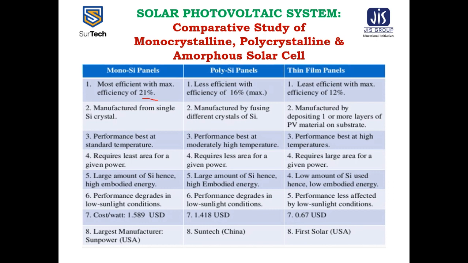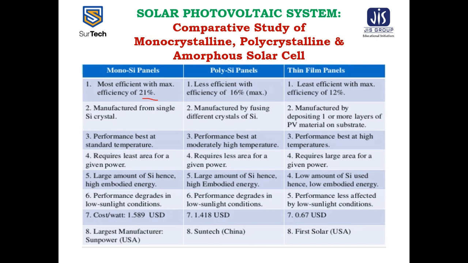For the monocrystalline silicon panels, the performance degrades in low sunlight conditions. For the polysilicon solar cells, the performance degrades in low sunlight conditions, but the thin film type of solar cells performance is less affected by low sunlight conditions. The cost for the monocrystalline silicon solar cell is 1.589 USD. Polysilicon is 1.418 USD and 0.67 USD for thin film. This is the average cost actually.